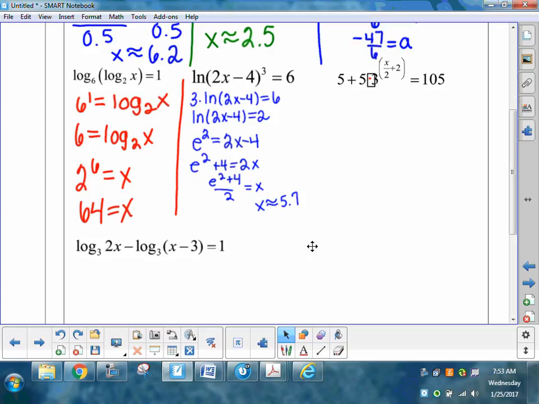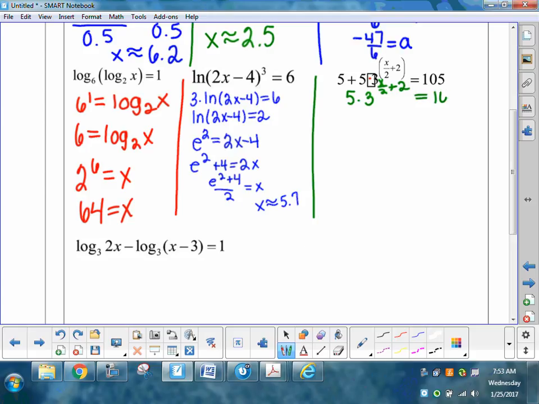Noah, what are you going to do to start? Subtract the 5. So we've got 5 times 3 raised to the (x over 2 plus 2) power is going to be equal to 100. What do we do now? Jason? We have to divide 100 by 5, so it'll leave us with 20. Okay, so we get to this point. What's next? Jonathan?